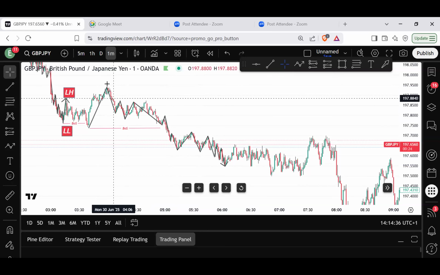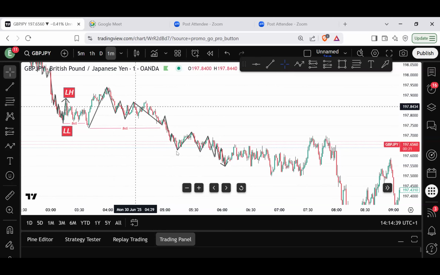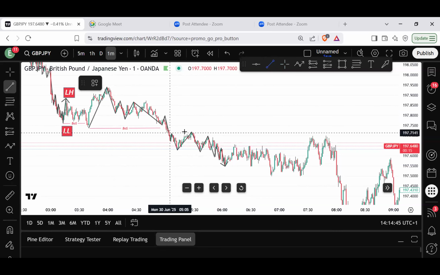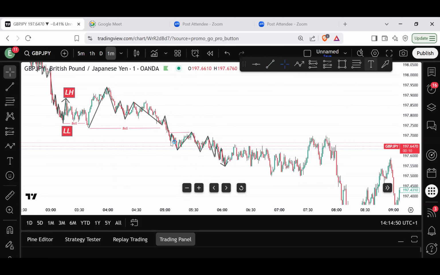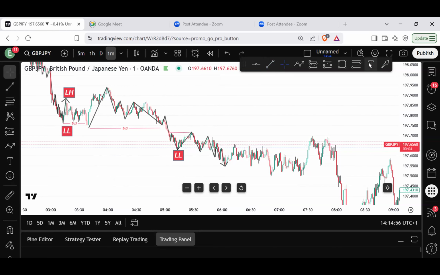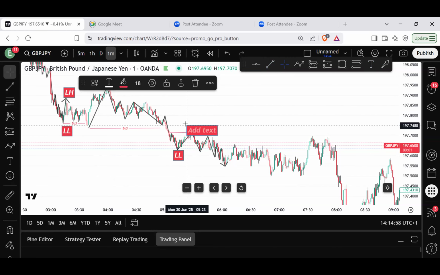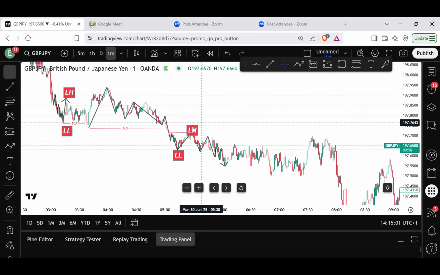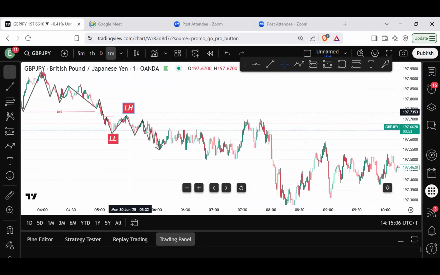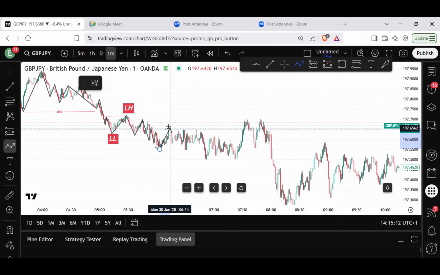So we had a new impulse from here to here, then correction, because this is lower low, this lower high. So another impulsive move started from this lower high, then correction like this.